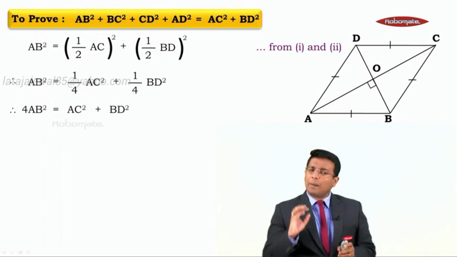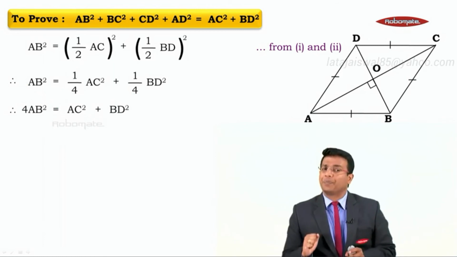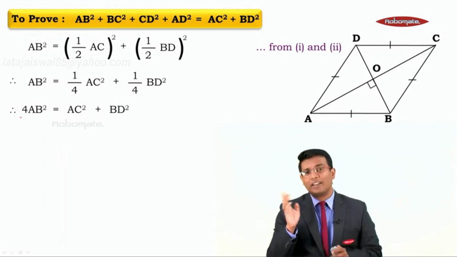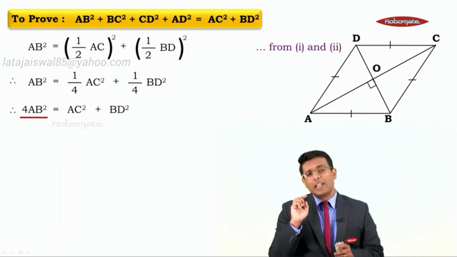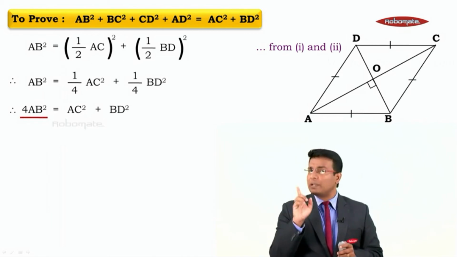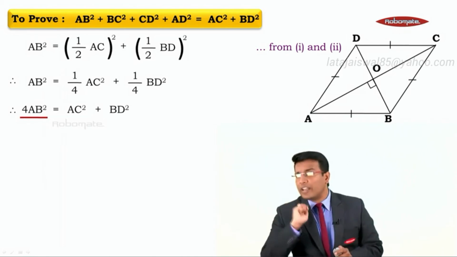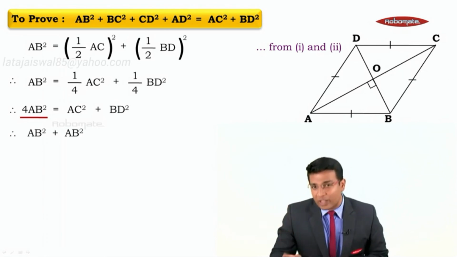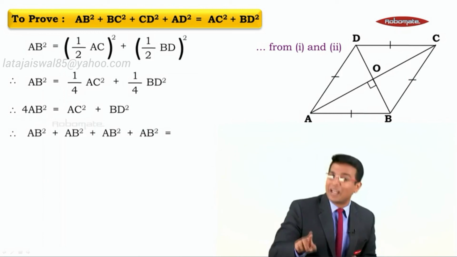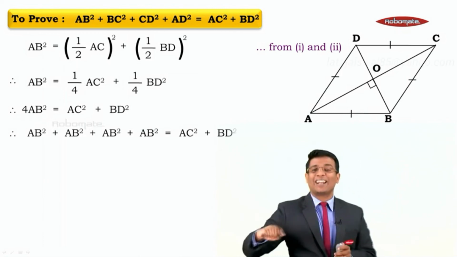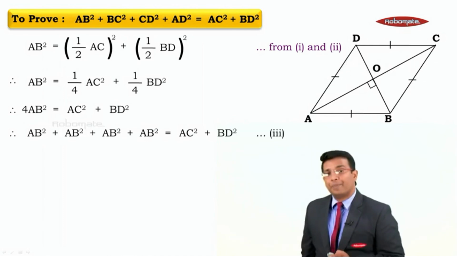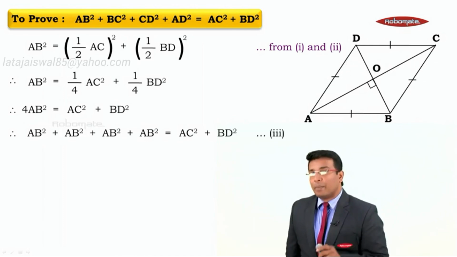Now what has happened? Now just compare this with what we wanted to prove. On the right hand side we wanted AC square plus BD square. Have we got it? And on the left hand side we wanted AB square plus BC square plus CD square plus AD square. But what do we have? 4 times AB square. So 4 times AB square, can we write it as AB square plus AB square plus AB square plus AB square? Yes. And that is equal to the right hand side, that is AC square plus BD square. This is which we have marked as result number 3.